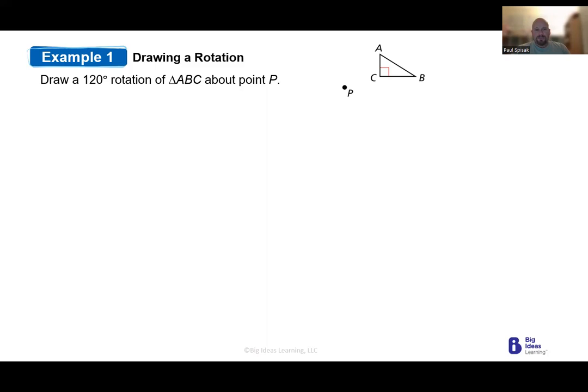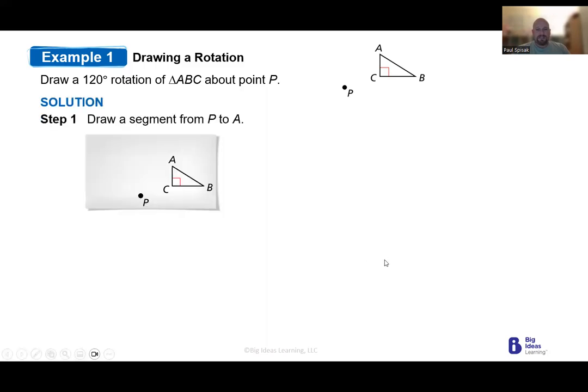But on here, draw a 120-degree rotation of A, B, C around point P. So on this one, we actually have to take the original lines. We're going to draw a line from each of those points. So starting with A, we're going to draw a line. Then you would use a protractor to measure an angle going counterclockwise 120 degrees.